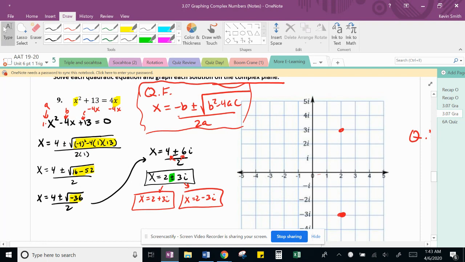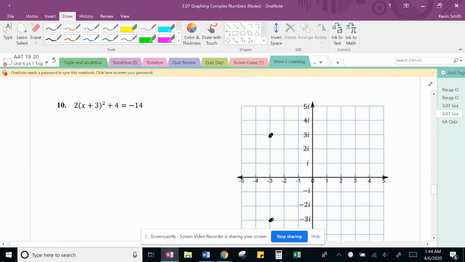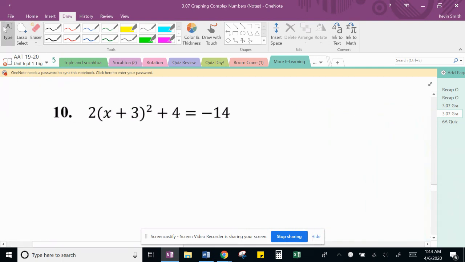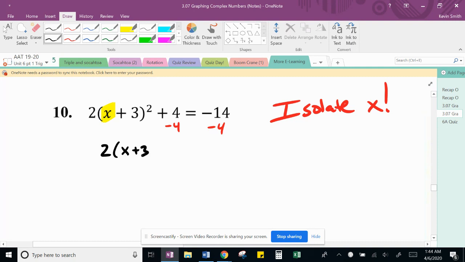You can pause it here if you want questions. So, what's the answers there? First thing I notice about this problem, there's 1x. We can absolutely go through and isolate the x. So I will go through and just try to get x by itself, and I'm going to whittle my way down. Minus 4, 2 times x plus 3 squared equals negative 18. Divide by 2, x plus 3 squared equals negative 9.